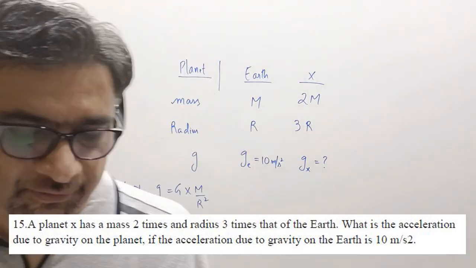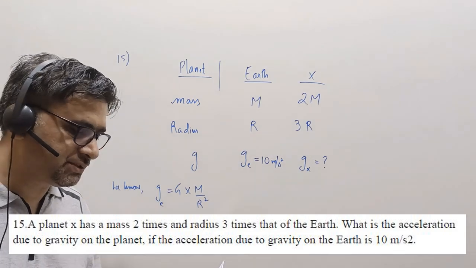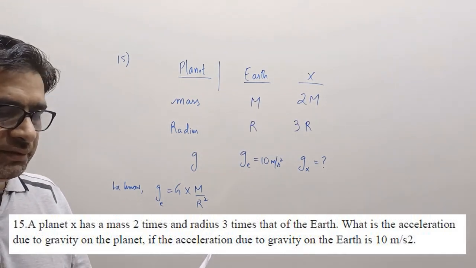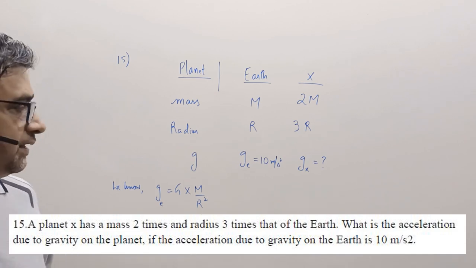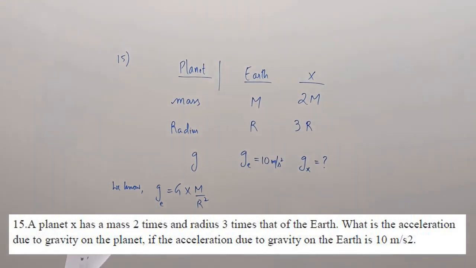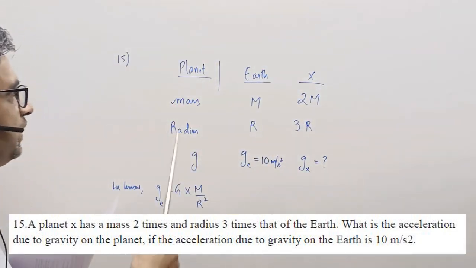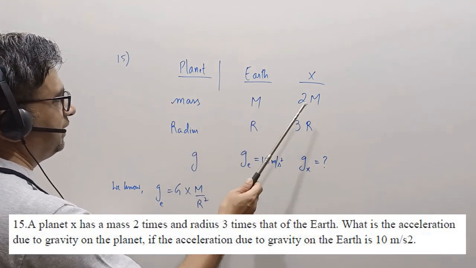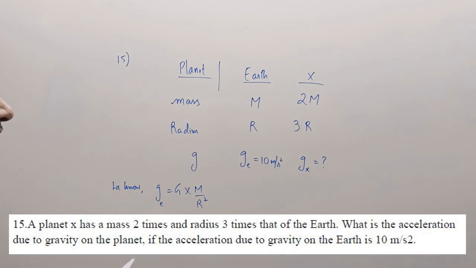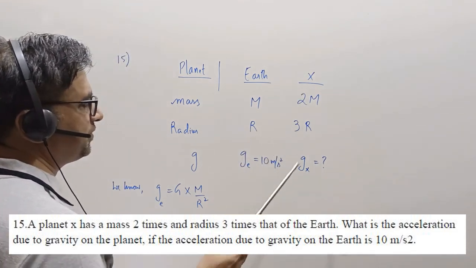Alright, so we are now on to question number 15. A planet, and the planet is X, has a mass 2 times and radius 3 times that of the Earth. So what is the acceleration due to gravity of this planet if g on Earth is 10 meter per second square? So again, our usual data presentation or organization, as I have been suggesting. So we have these planets Earth, and X. Mass of Earth we have taken as m and radius r. It's given that the mass of this planet is twice that of the Earth, so this becomes 2m. The radius is thrice that of the Earth, and since this is r, this becomes 3r.